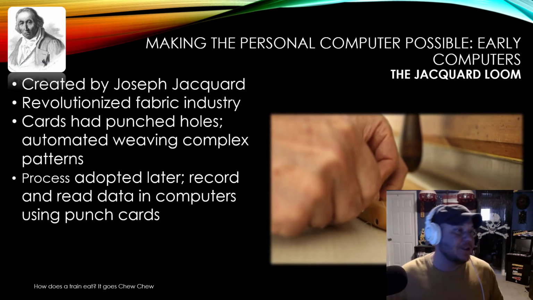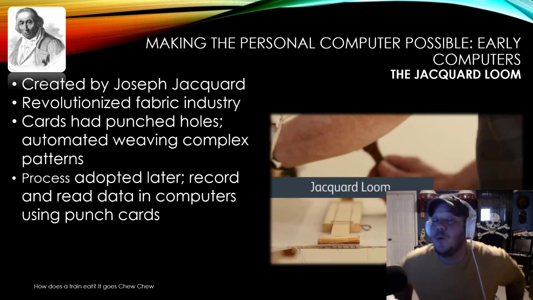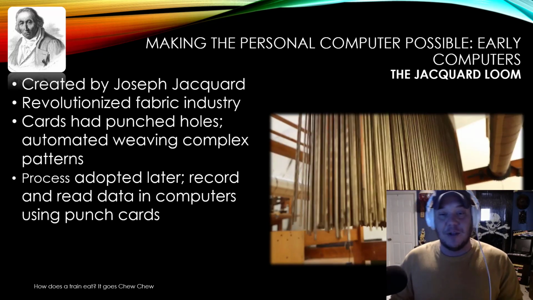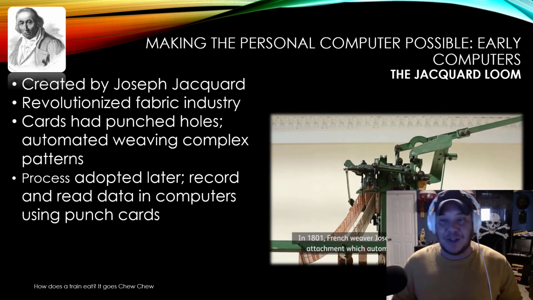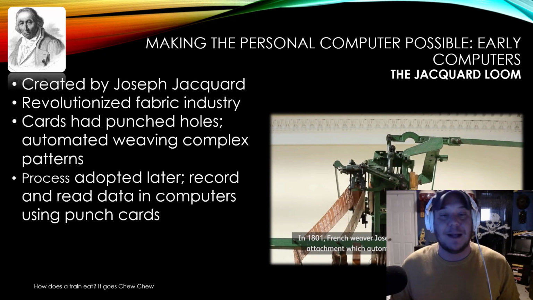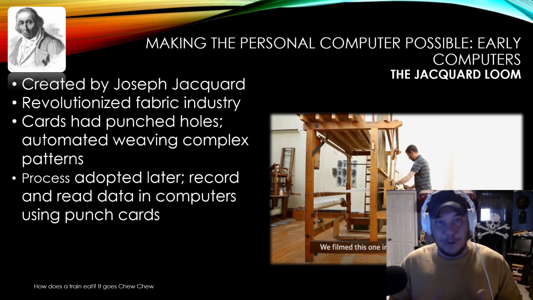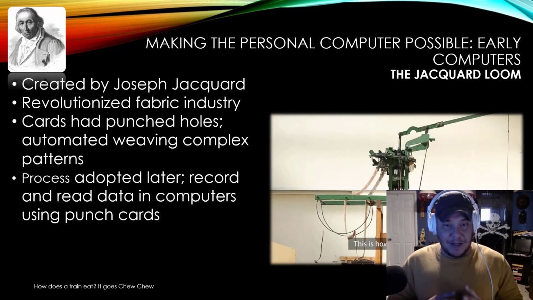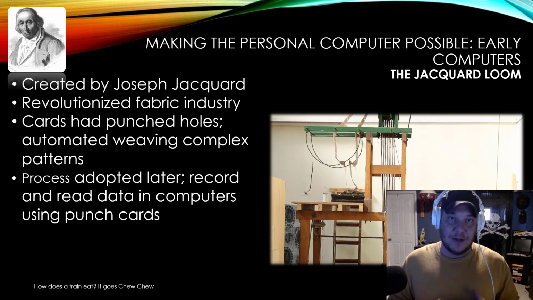Now, after the Pascaline, we have the Jacquard loom. That was 200 years after the Pascaline was developed. Joseph Jacquard revolutionized the fabric industry by creating a machine that automated the weaving of complex patterns. Now, it wasn't really a calculating or counting machine, much the same way the Pascaline was. But it was significant because it relied on these stiff punch card systems.